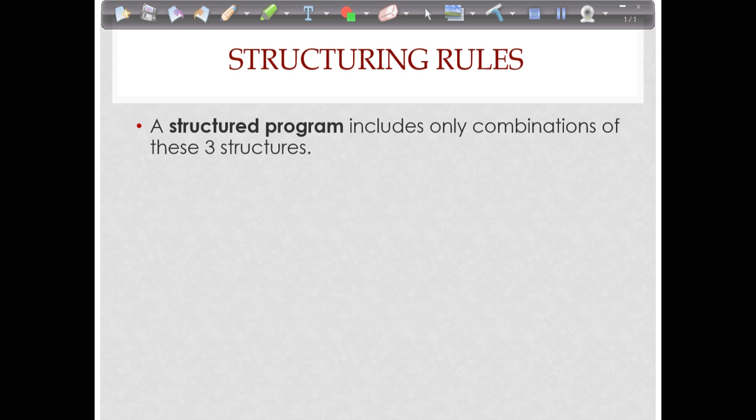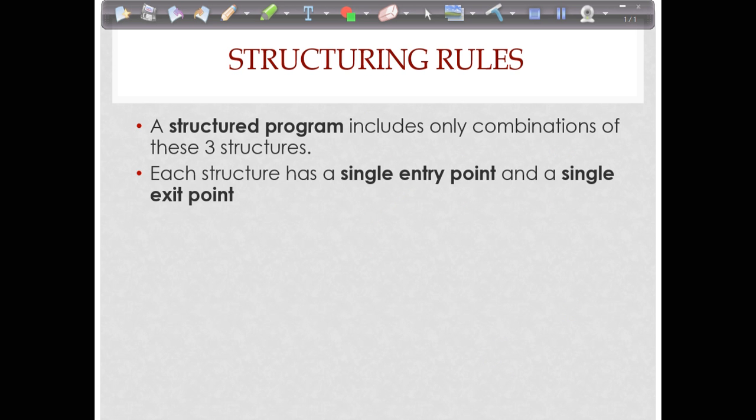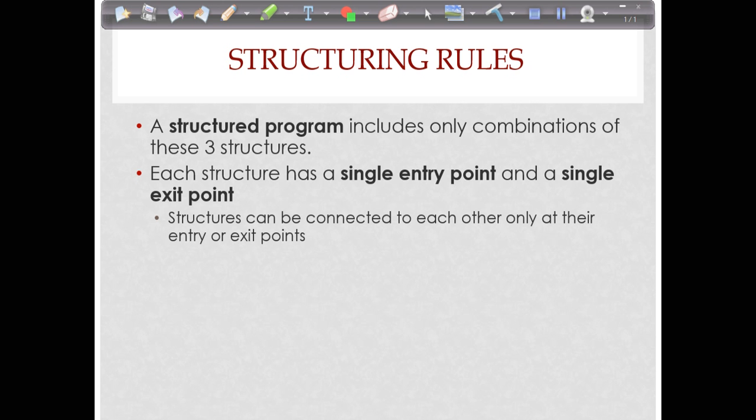Here are our structuring rules. A structured program includes only combinations of these 3 structures. So we can only use sequence, selection, or looping. You'll look back at the structures and notice that each one has a single entry point and a single exit point. And when we want to connect these with each other, we can connect them, but we have to connect them only at their entry point or their exit point.